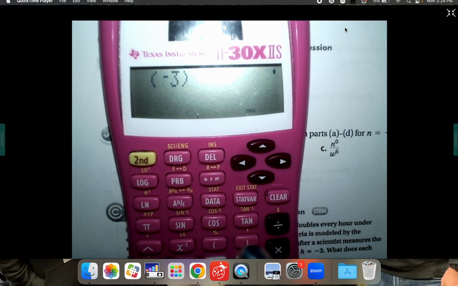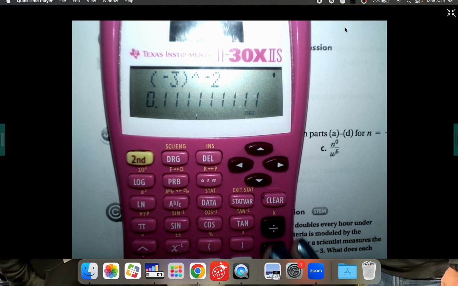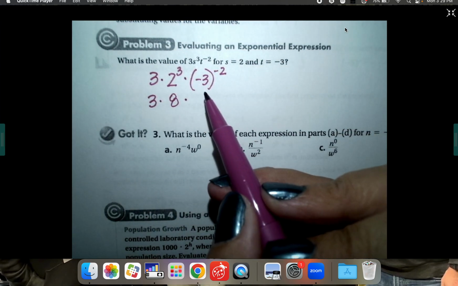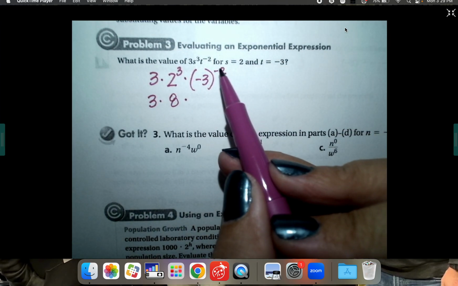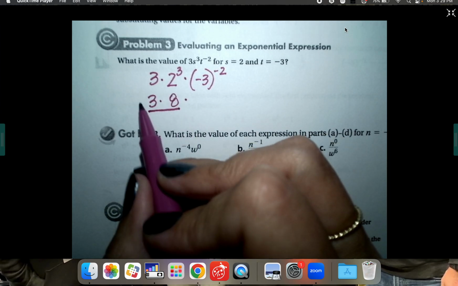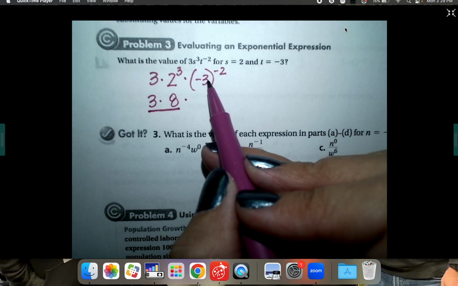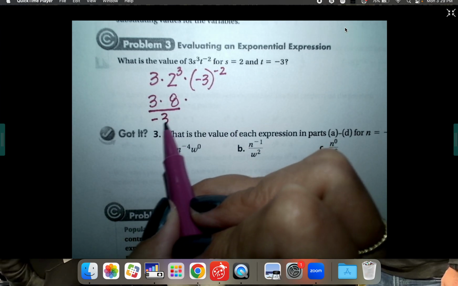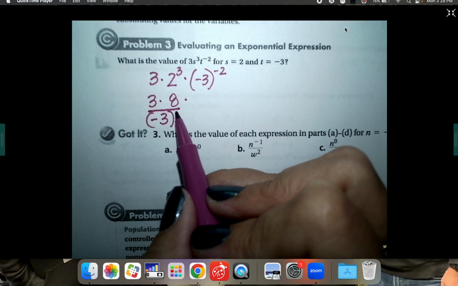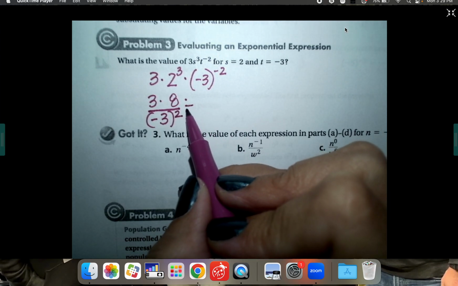Negative 3 to the negative second power. Oh, that's going to be a fraction. So let me just work this out a different way instead of my calculator. A negative exponent is going to flip to the bottom under a 1, whatever's up there. It would be a 1, but we've got some other stuff up there. And negative 3 is going to stay negative, but the exponent, when it flips to the denominator, is going to become positive now.